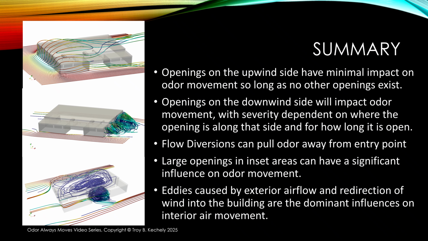So, just a quick summary of all three of these. Openings on the upwind side have minimal impact on the odor movement so long as no other openings exist. Openings on the downwind side will impact odor movement, with the severity depending on where the opening is along that side and for how long it's open. And then flow diversions can pull odor away from the entry point. We saw that in the last two. And then large openings in inset areas can have significant influence on odor movement. And then eddies caused by the exterior airflow and the redirection of wind into the building are the dominant influences on that interior air movement.